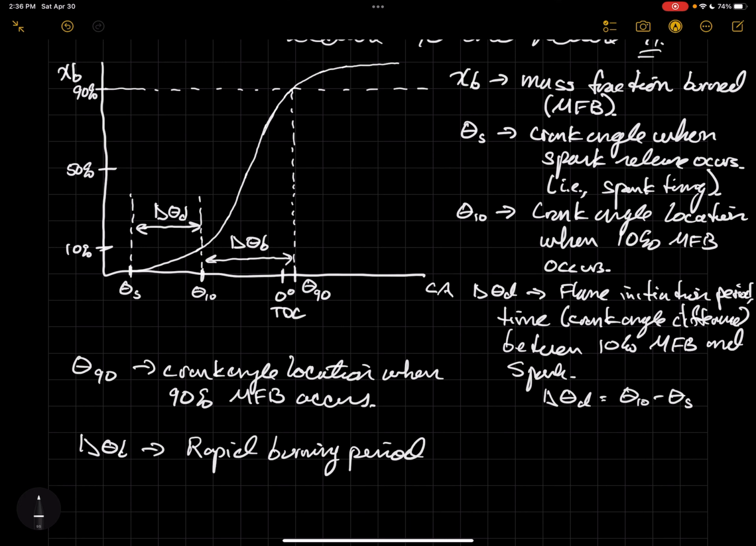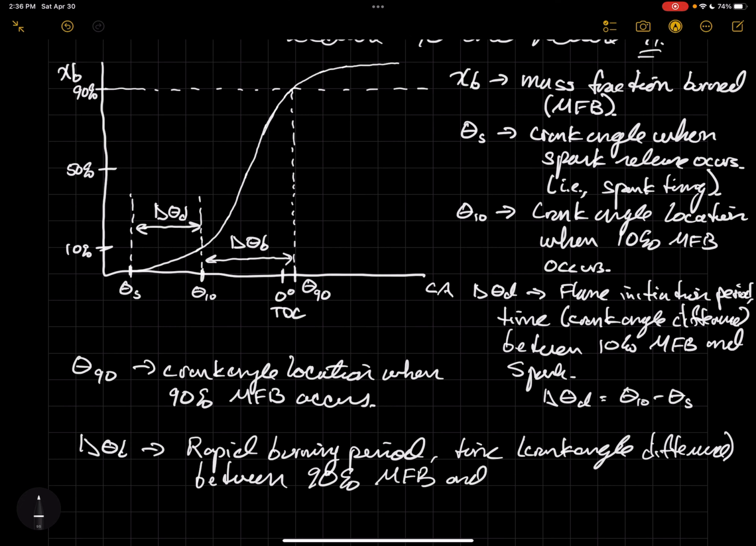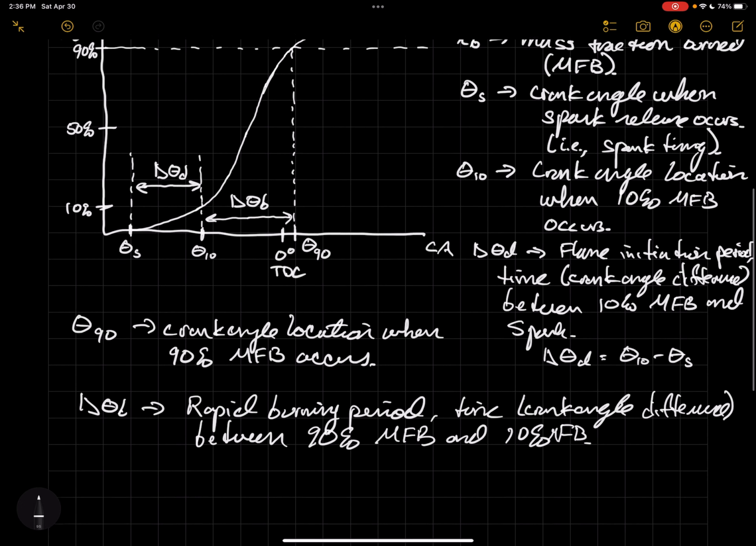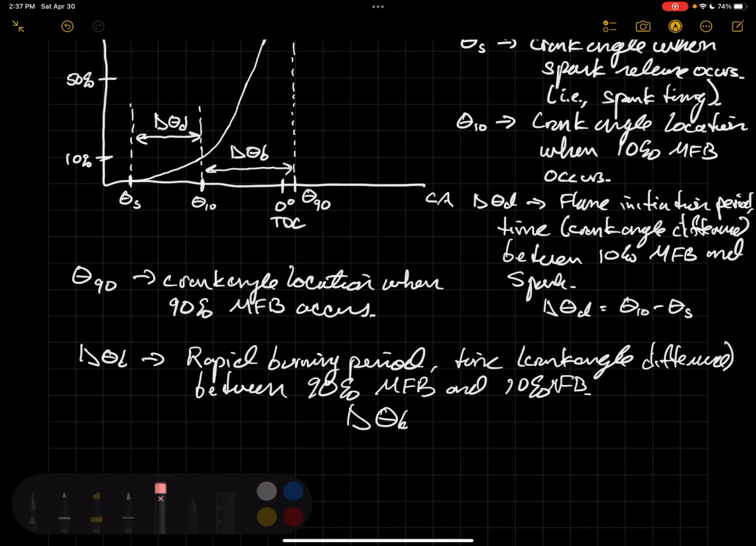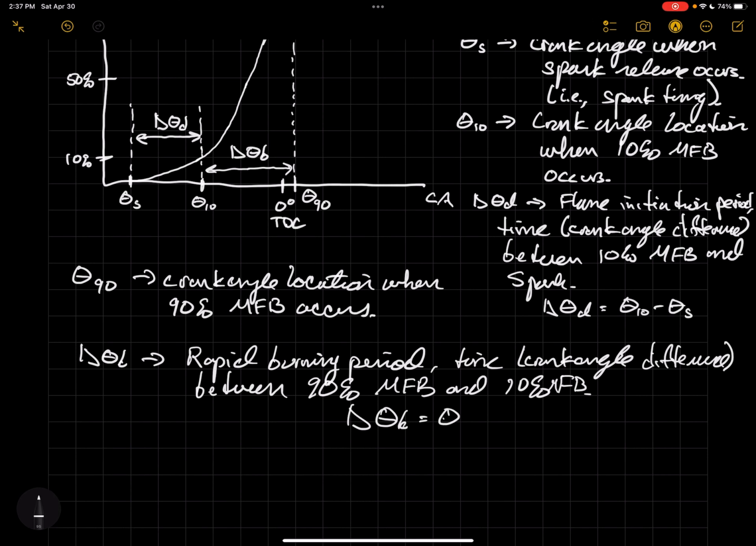And this is the time, or again, the crank angle difference between 90% mass fraction burned and 10% mass fraction burned. So we can define delta theta B as the theta 90 minus theta 10. Okay?